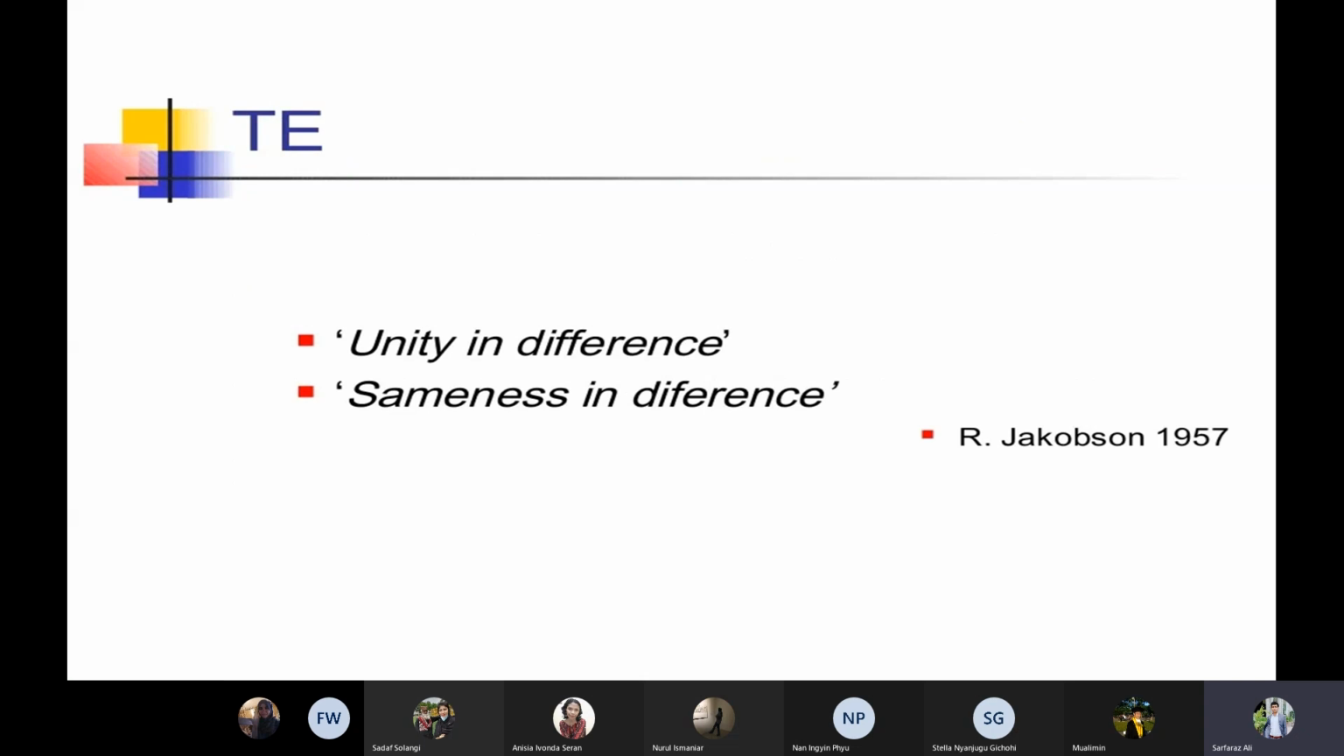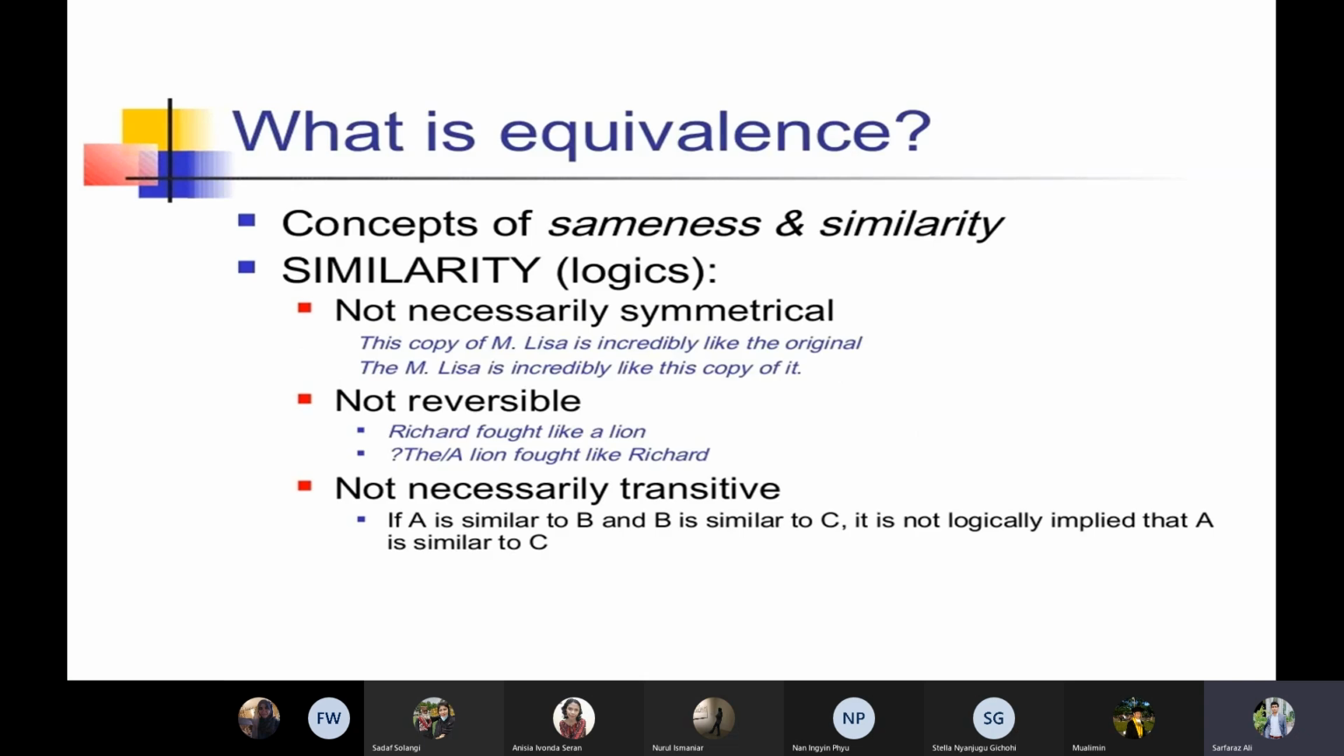So in translation equivalence, Jakobson in 1957 defined in just two lines what translation equivalence actually is. He mentioned that translation equivalence can be unity in difference or sameness in difference. So both of the sentences differ and have interchangeable meanings. Unity in difference is very difficult, as it means uniting different things into the same. When we look at sameness in difference, the concept comes from both sentences. In the next slides we will be knowing the meaning of both sentences.